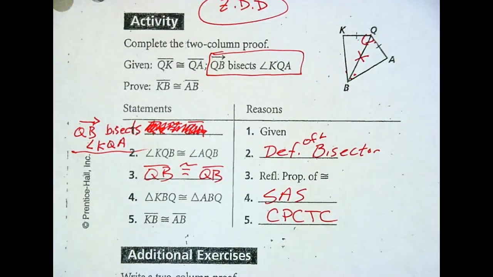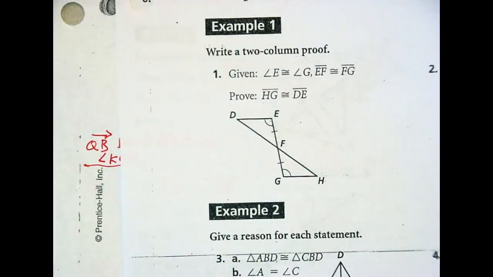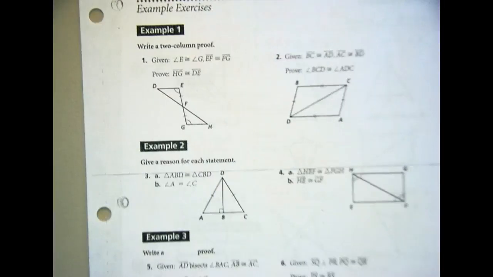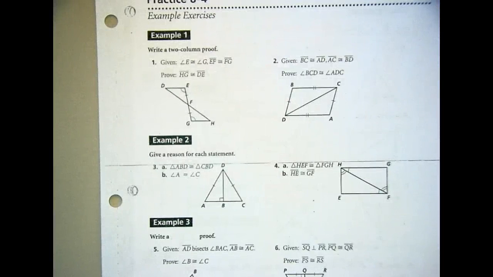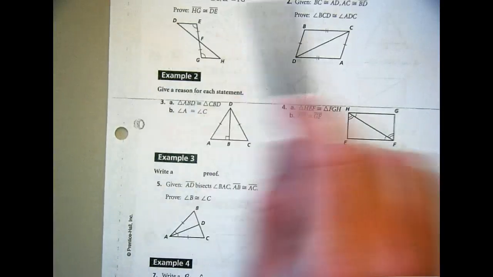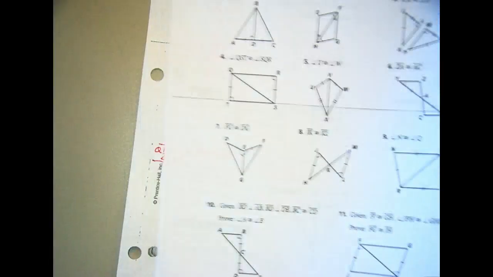Okay, let's go ahead and take a look at our assignment then. All right, so where did I put those? Okay, so 1 and 2 you've got proofs for on the example side. 3 and 4 you're just doing the reasons for each statement. So you don't have to write a full proof on 3 and 4. Just reasons for A and B. Okay, 5 and 6, a proof, and 7 a proof. So you have 1, 2, 3, 4, 5 proofs.